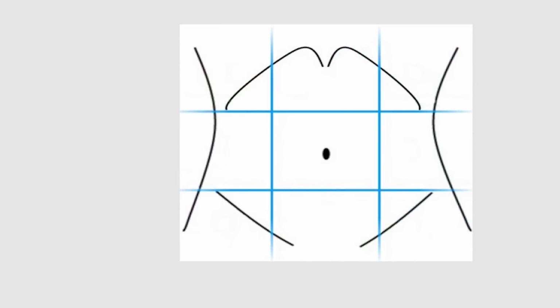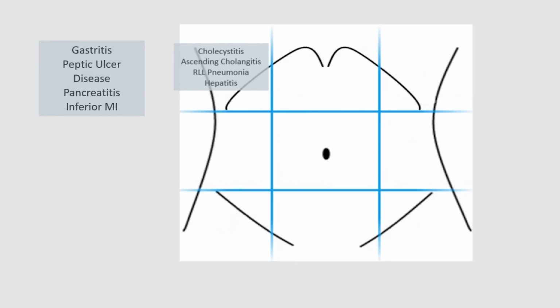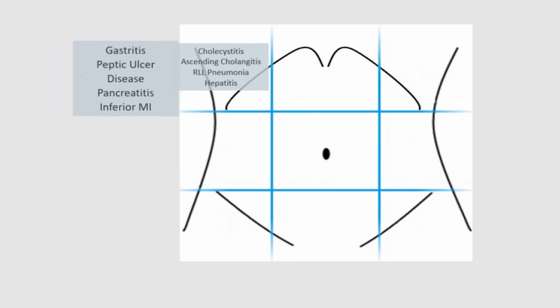So we now move on to think about site and radiation of pain. And this is one way of thinking about abdominal pain, is classifying it into the 9 areas of the abdomen. So just by way of a few examples, and there are others on the screen now, you can think about right upper quadrant or right hypochondrium pain being hepatobiliary system. You can think of epigastric pain being gastritis, peptic ulcer disease and pancreatitis.